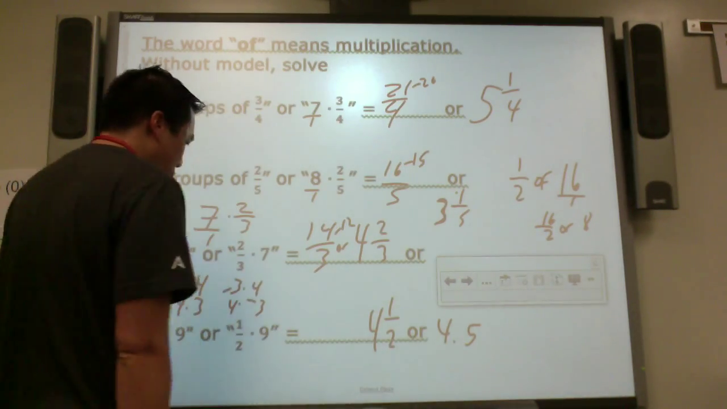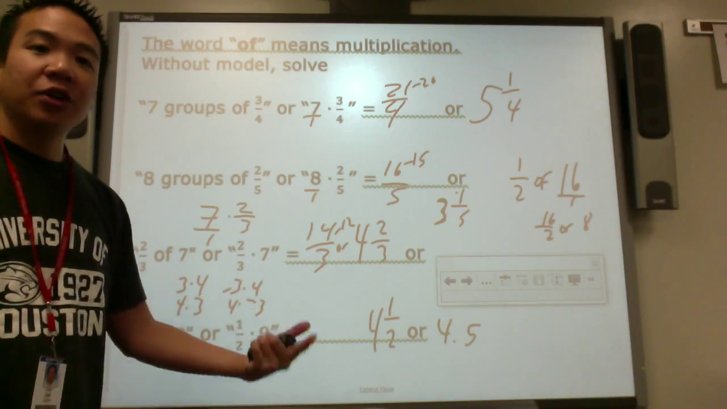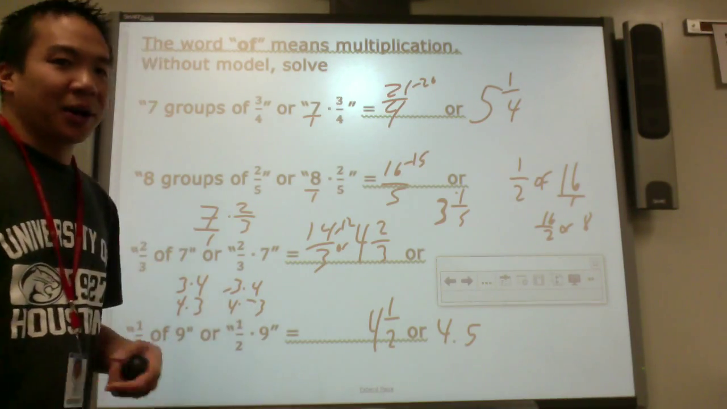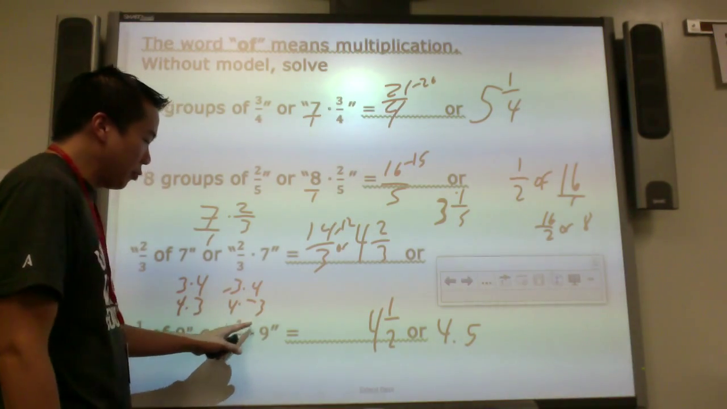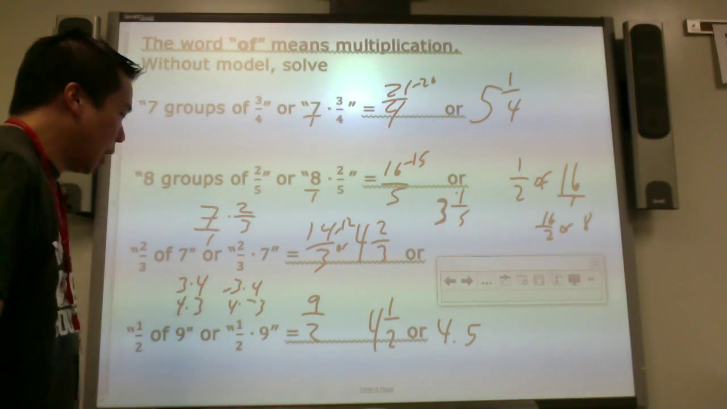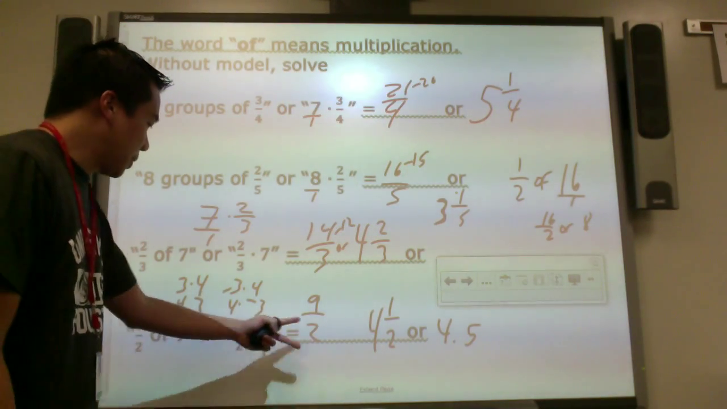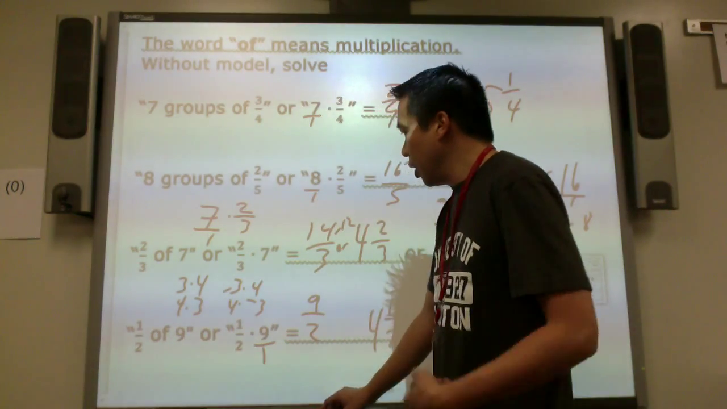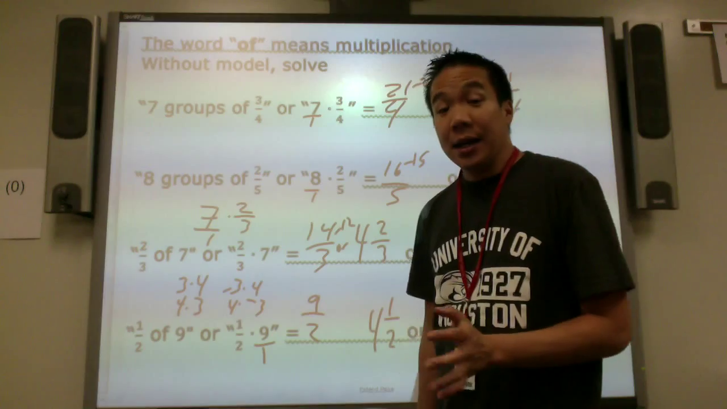If you cannot do it in your head, you do 9 groups of a half. Half, half, half, half, half, half, half, half, half. I'm not going to do repeated addition. So we know that the 1 repeats 9 times, so that's 9 halves. Another way to do it is turn this whole number into a fraction, multiply across, 9 halves, or 4.5, or 4 and 1/2.